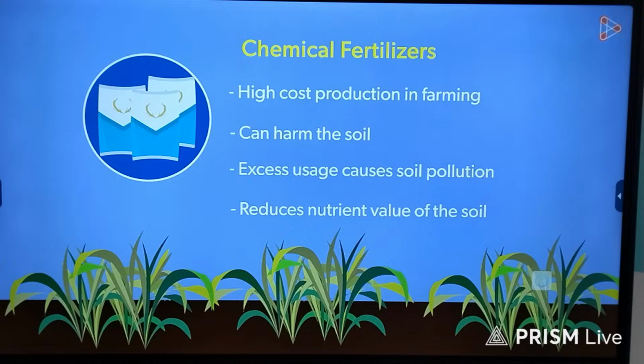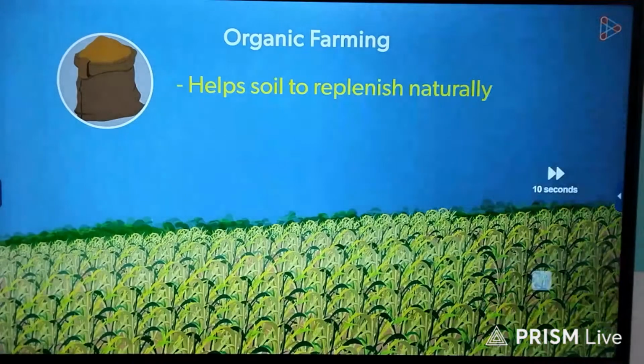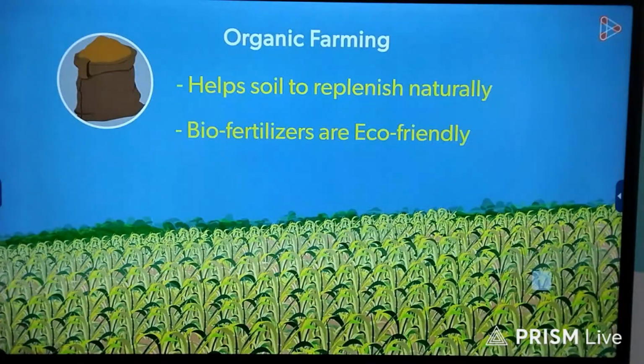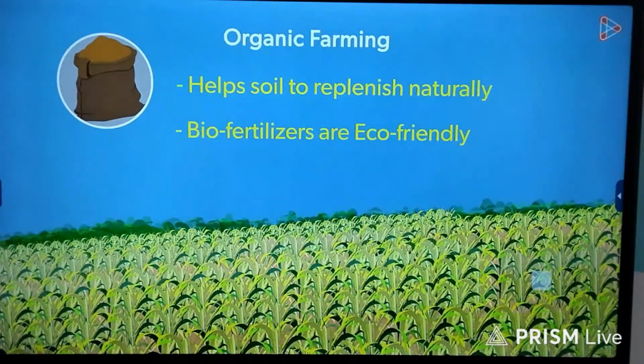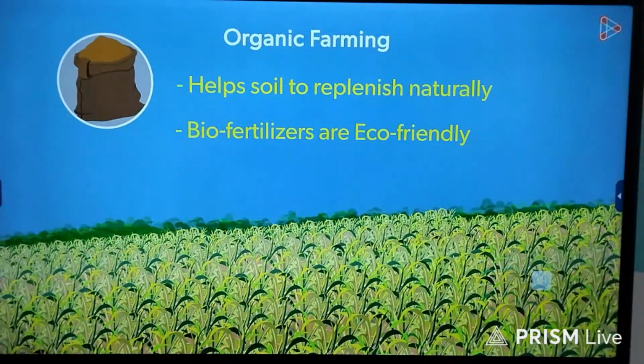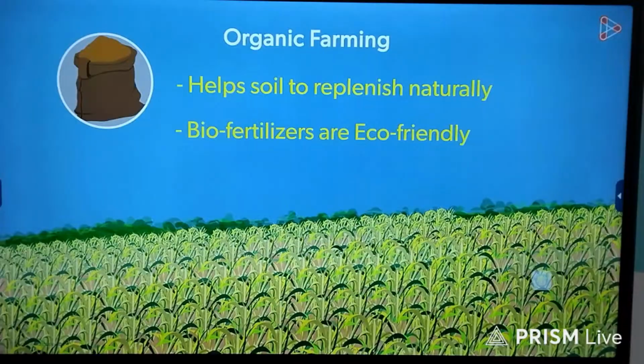Fertilizers surely help farmers to receive short-term benefits, but one must be careful to replenish the natural nutrient level of the soil naturally, and biofertilizers are eco-friendly. Biofertilizers are the ones which are produced with the help of living microorganisms. There is absolutely no chemical involvement.